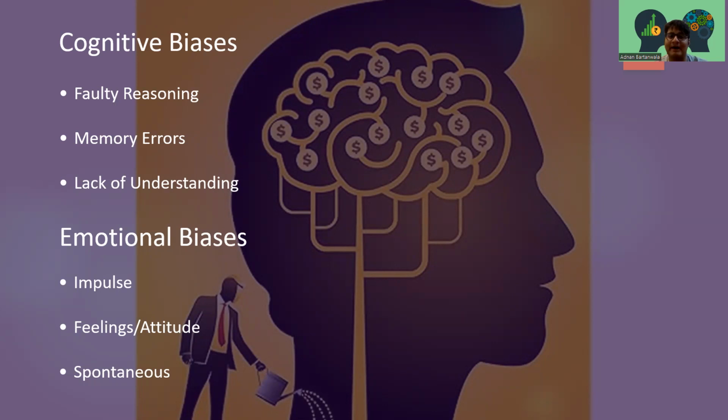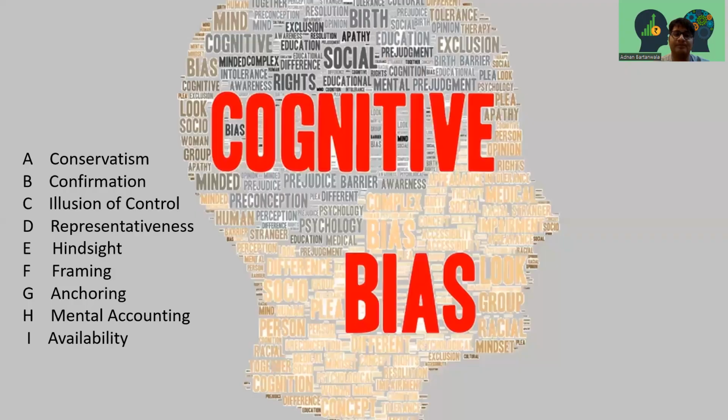So as you can see, impulse, feelings, attitude, and all spontaneous, because emotions are spontaneous. Except for the fact that some people try to hide their emotions. Keeping that aside, anything that is impulsive, spontaneous, or linked with the emotions of humans comes under the bucket of emotional biases. I hope this categorization of the two types of biases, how these are placed, is clear.